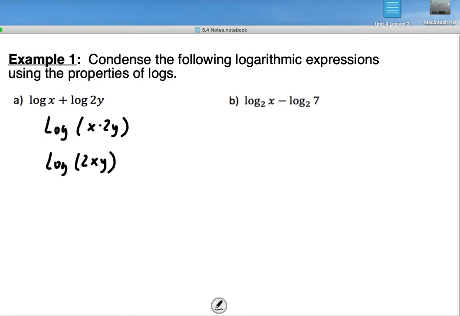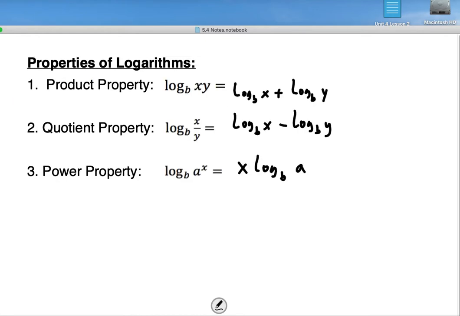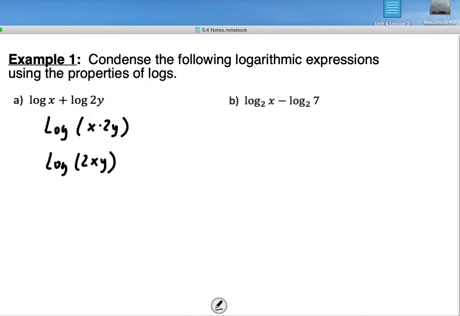Likewise here with letter B, we have to combine them as a single log. Just like our last one, this second one we have to write as a single log. So if we go back over here, that's the second property. You've got log base b of x minus log base b of y, and you put it together using division. So that's what we're going to do. We've got log base 2, and we're going to do x divided by 7. All right, we had subtraction, separate logs, we put them together using division.